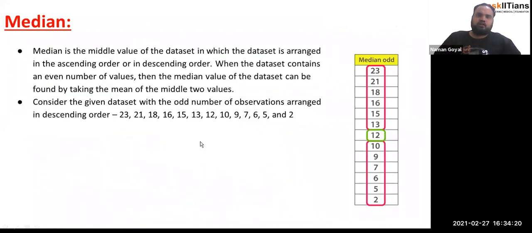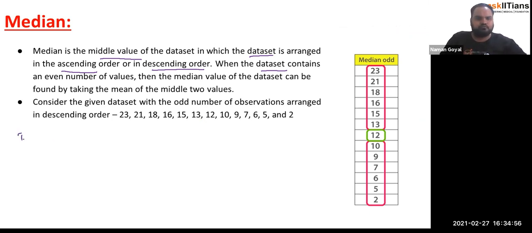Okay. Now, what is the median? Median is the middle number, the middle-most value of the data. So median is the middle value of the data, in which the data set is arranged in ascending order or in descending order. When the data set contains an even number of values, then the median of the data set can be found by taking the mean of the middle two values. Okay. So what we have to do if we have data is first arrange that data in ascending order or in descending order.